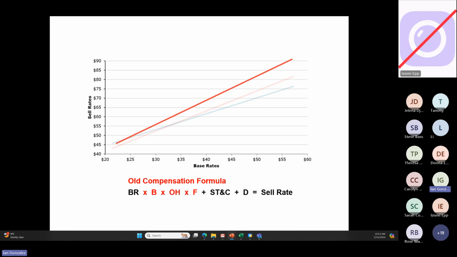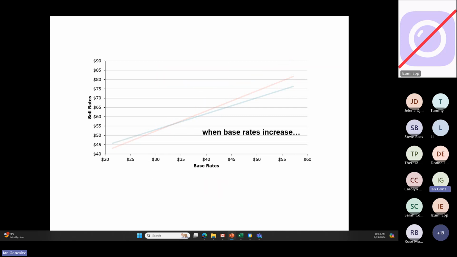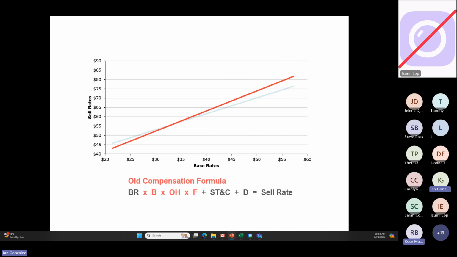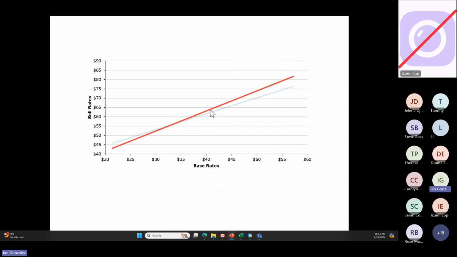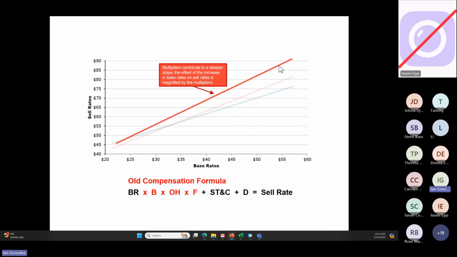So for something with the old formula, look at that animation. You see that? The multipliers will contribute to a steeper slope. That's just how the math works. The effect of an increase in base rates on sell rates is magnified because they're multipliers. So the more senior people, the sell rate for them will rise at a faster rate than it will be for the junior people. Okay, let me play that animation. Look at the slope of the line when everything's a multiplier. For more senior people, it becomes a lot steeper.